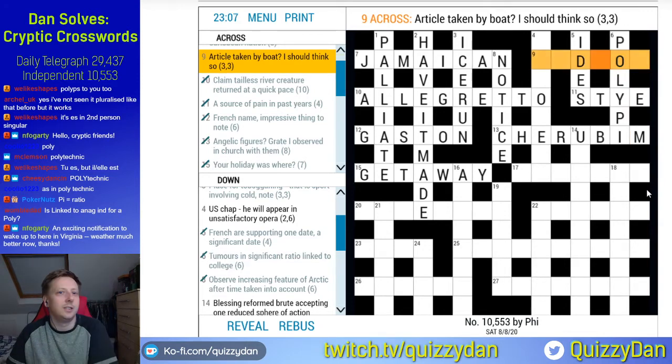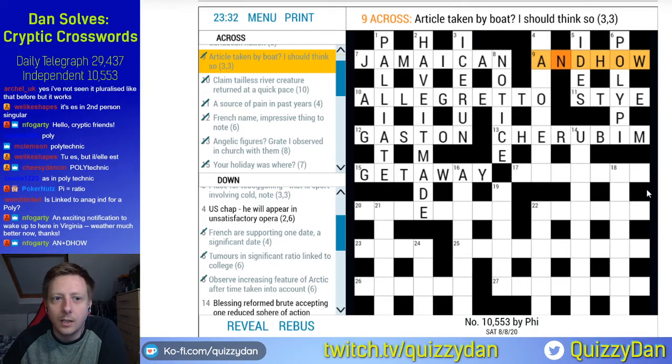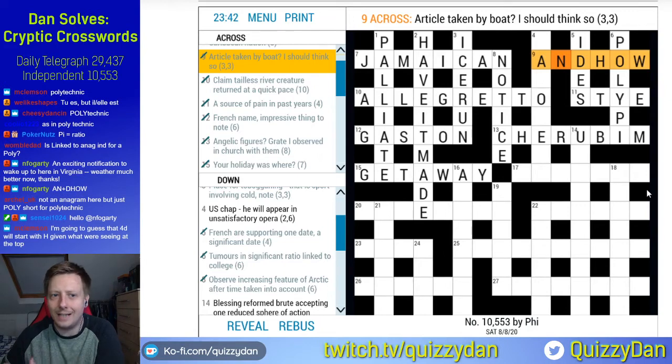9 across. Article taken by boat. I should think so. 3-3. Article taken by boat. I should think so. I feel like it's got to be and how. Yes, oh goodness, it's just that. I should have given that a bit more time, really, for you lot to try and work out. It's and how. The article is an. And then the boat is a dow, D-H-O-W. And it just means, I should think so, and how.